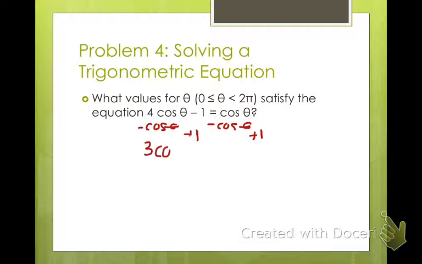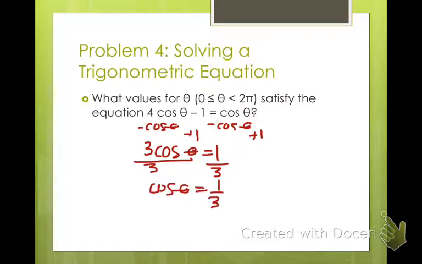So I get 3 cosine theta equals 1. Now from here we need to get cosine by itself, so divide by 3. Cosine theta equals 1/3. And then you just plug that into your calculator to find that value. Oops, that should be a cosine, not a sock. Cosine inverse of 1/3 equals, get your decimal approximation, 1.23. Pretty easy.